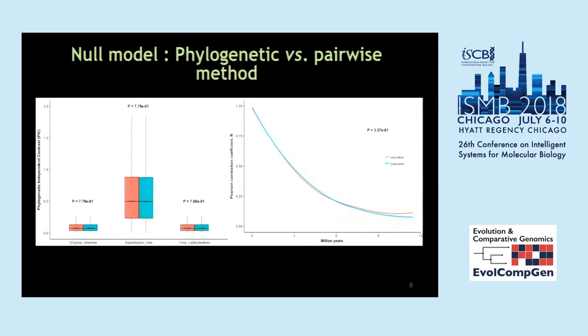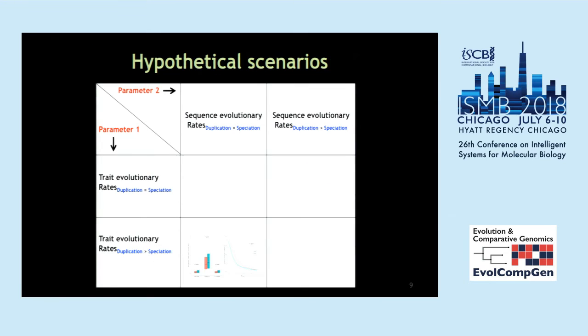In case of the pairwise method, we can see that the correlation coefficient of tau for orthologs is similar to the correlation coefficient of tau for paralogs. That means the null model is working for both the methods.